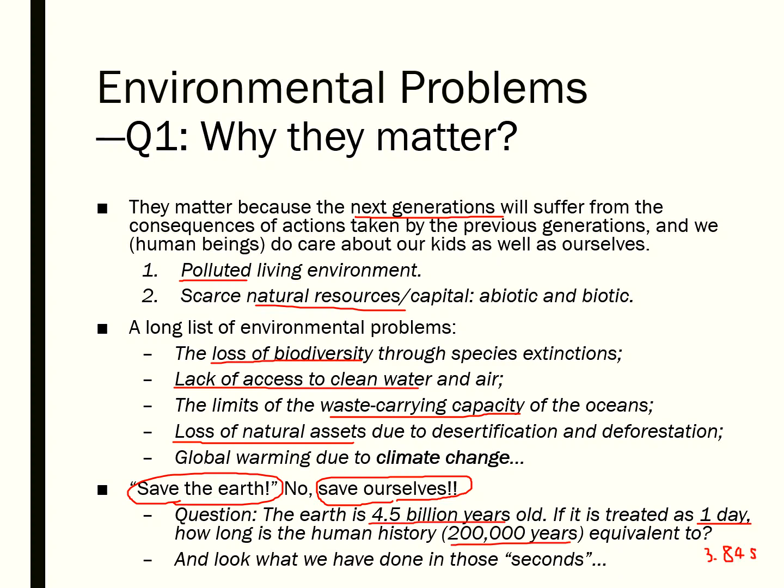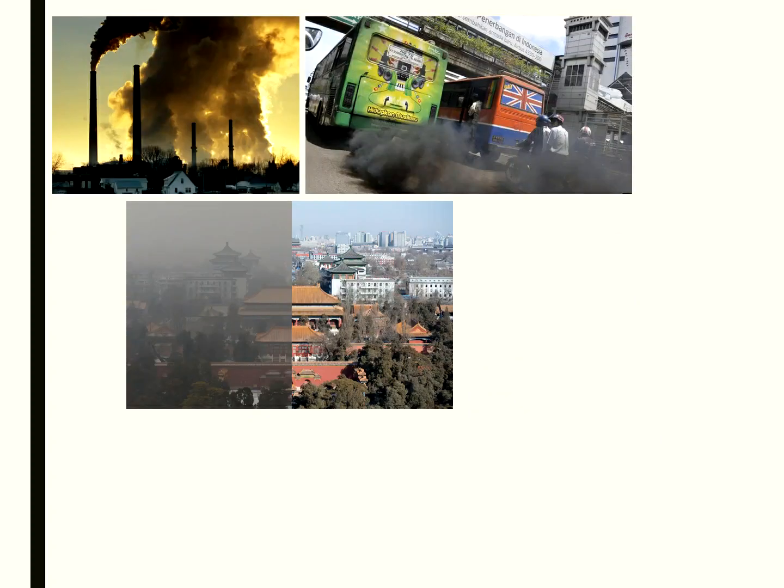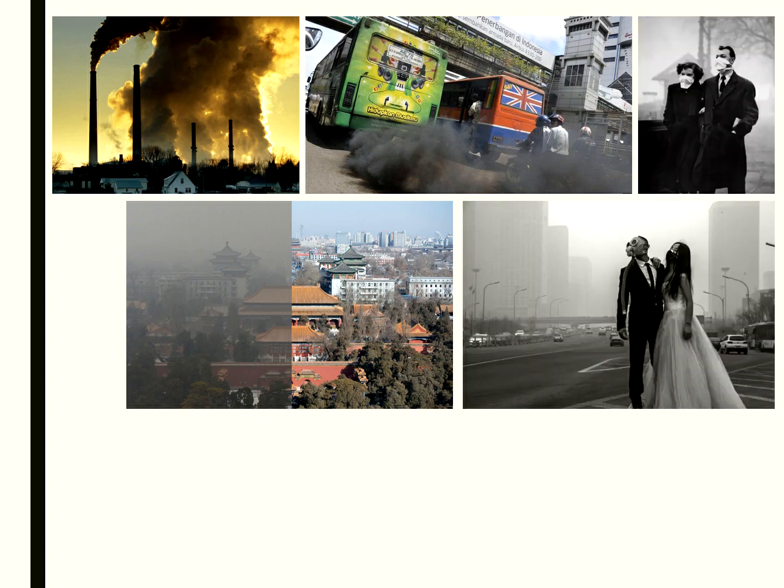And look at what we have done in those 3.84 seconds. The first row shows the pollution in the UK. The British couple in the black and white photo was taken after the Second World War. The second row shows the pollution in China, contrasting a polluted day and a good day of the Forbidden City. The Chinese couple in the photo tried to express their anger in an artistic way.